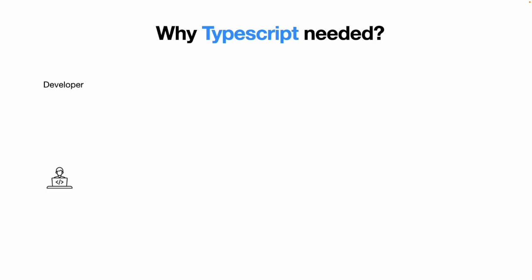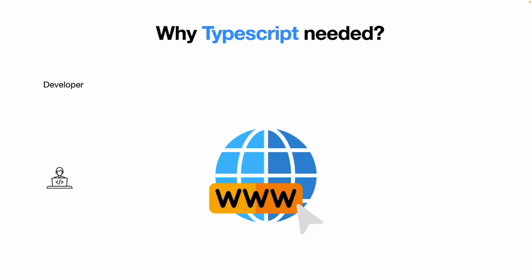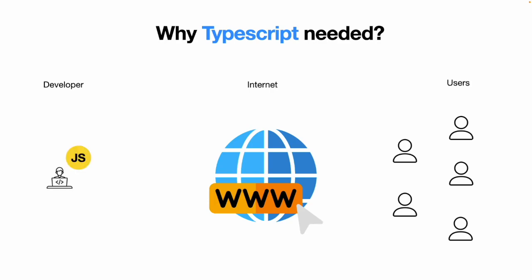A developer is writing code in JavaScript and is trying to build a website. He does that, then pushes it onto the internet, and users over the internet use it. Here, JavaScript is known by the developer. He is writing the code in JavaScript. All the users over the internet have JavaScript in their browsers. It could be mobile, tablet, PC, whatever it could be. They have JavaScript already installed. That's the reason they're able to read the JavaScript-based website.